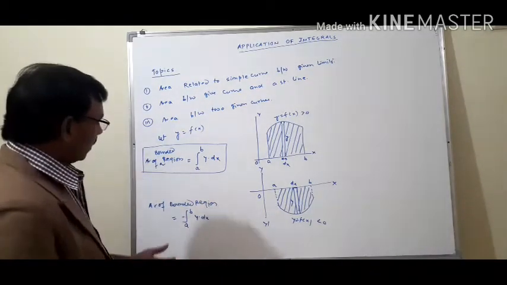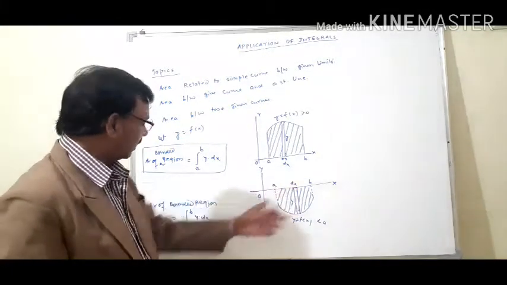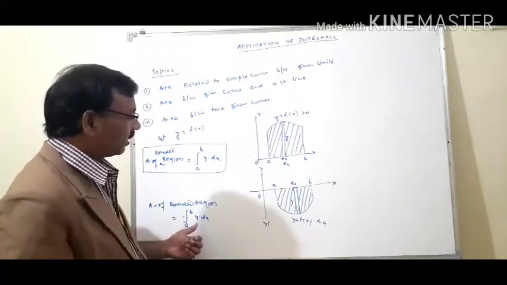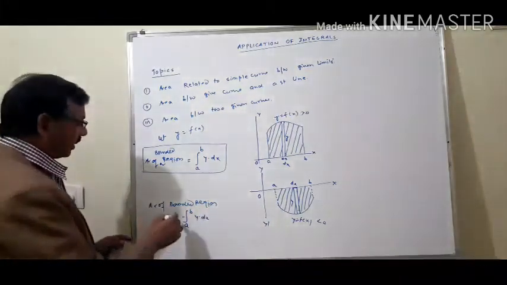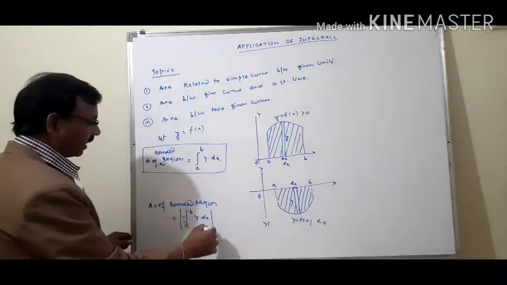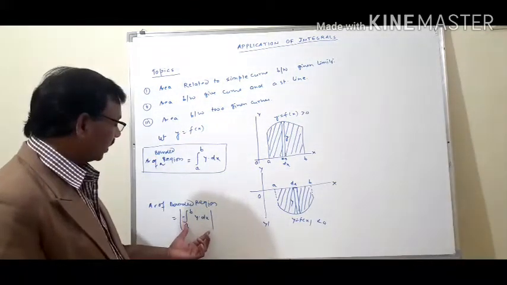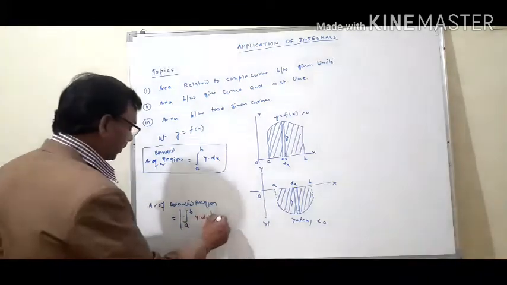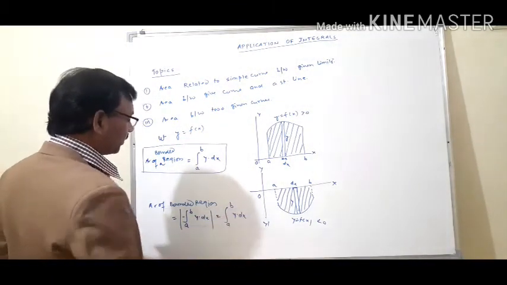Now as you see here, the area will be negative because of the negative sign, but as you know, area is never negative, so we take the modulus. The answer will always be positive, that means this will be the integration from a to b of y into dx.